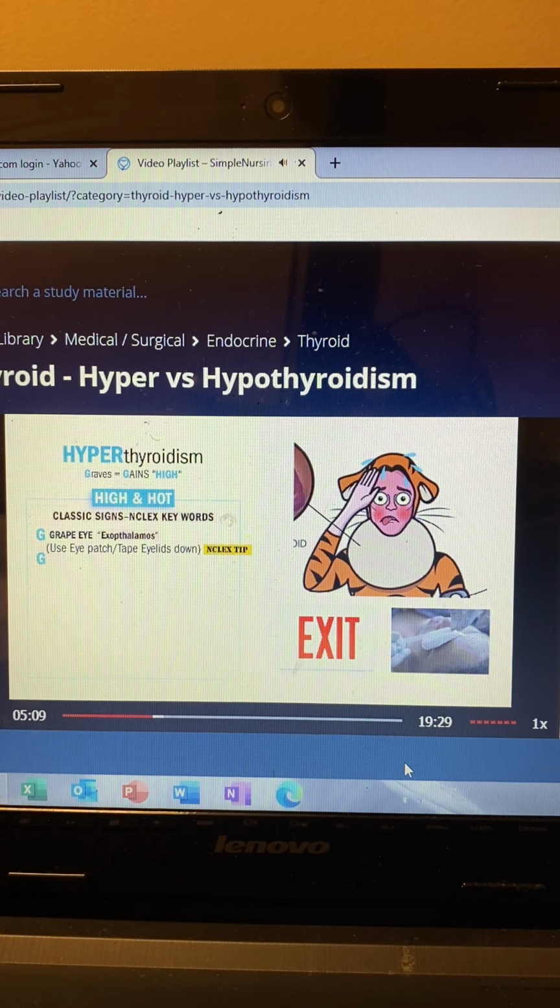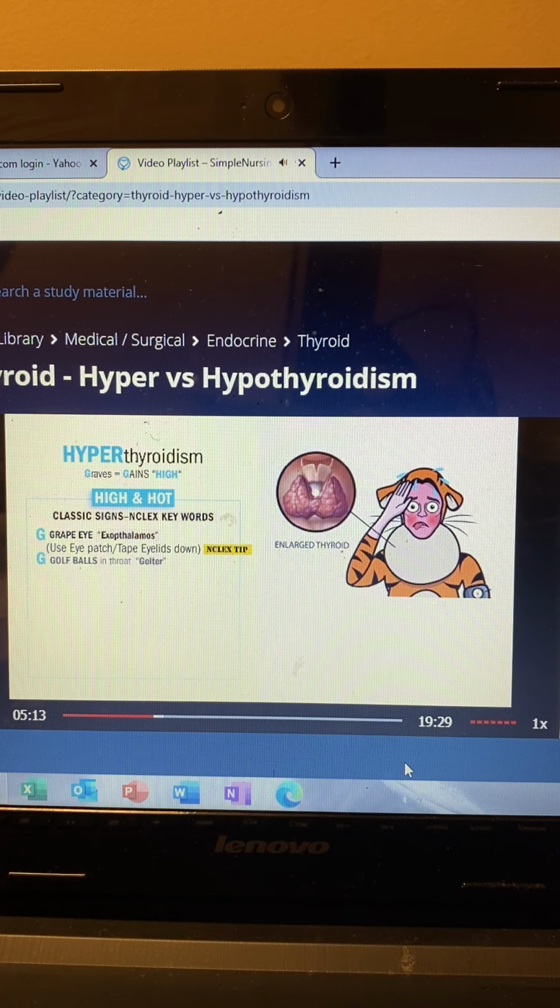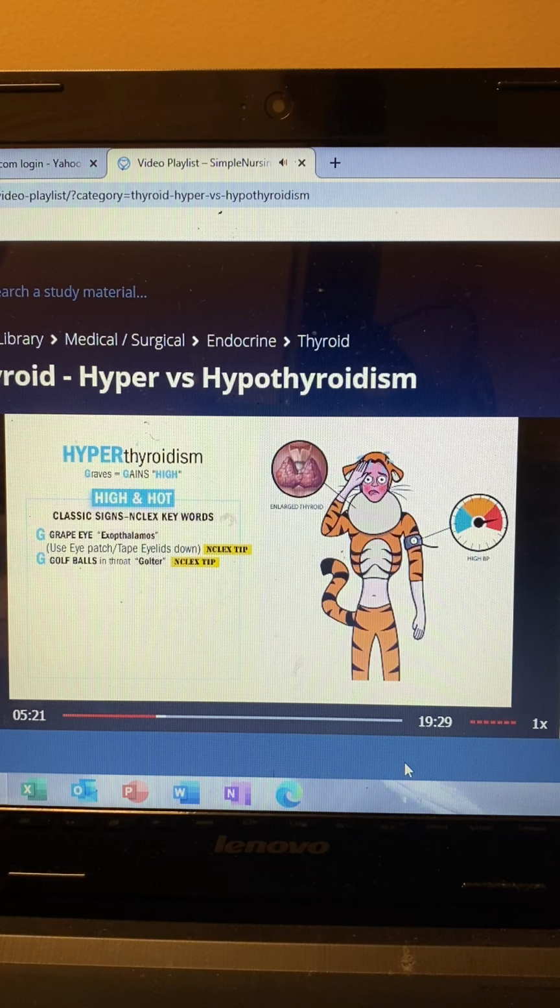I know it's super weird, but always an NCLEX term. And our second G is for golf balls in the throat, called a goiter. This will look like a big bullfrog looking throat. And now everything else will be high. So we'll have high blood pressure, aka hypertension. Remember, over 140, the heart says overloading.